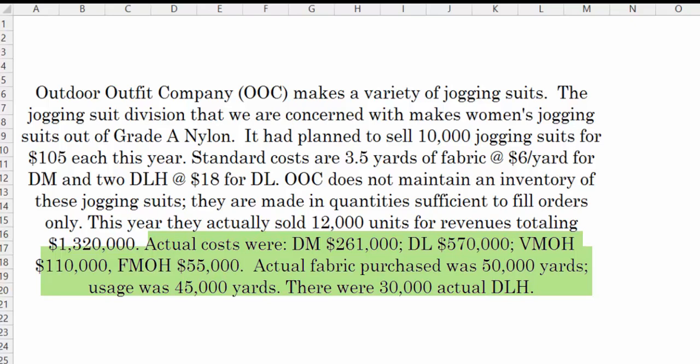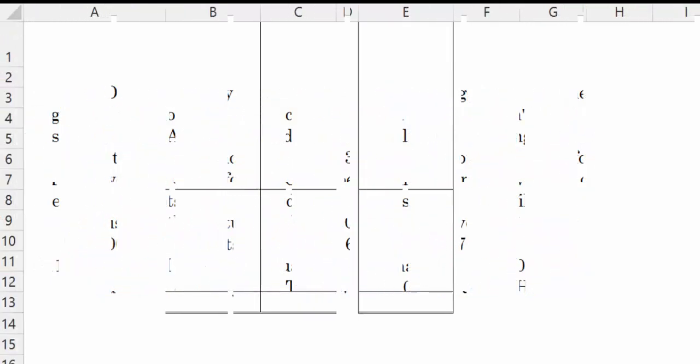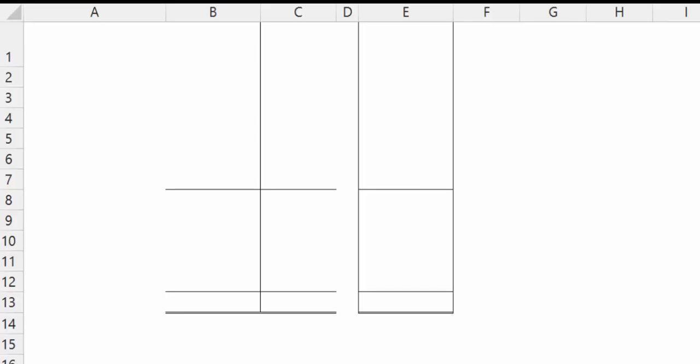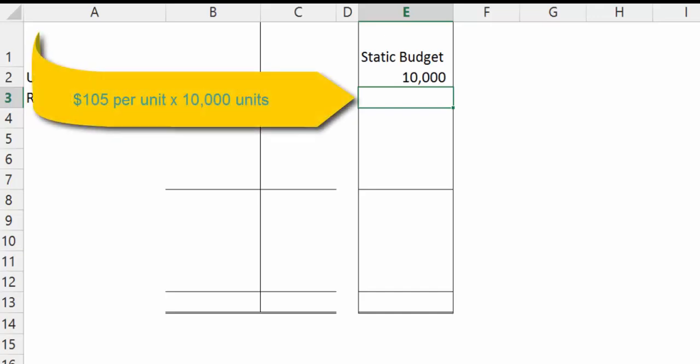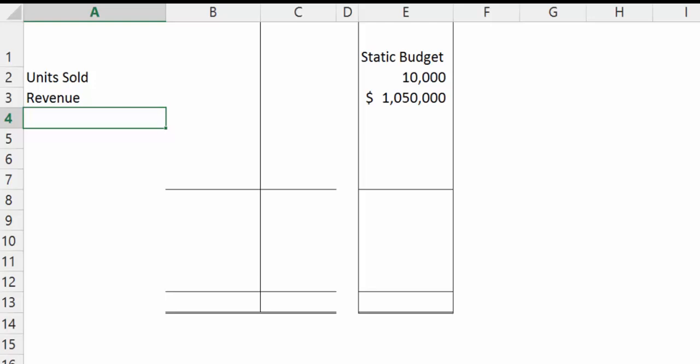We're going to take this information and use it to create a static budget and then to create an actual results budget. So you might want to take a screenshot. Turning to a blank spreadsheet, I've got some formatting lines in here, but we're going to start out in column E with our static budget. The first thing that we're going to put into the static budget are the units sold. We had planned to sell 10,000 units. The revenue for the static budget was $105 per unit times 10,000 units gives us $1,050,000.